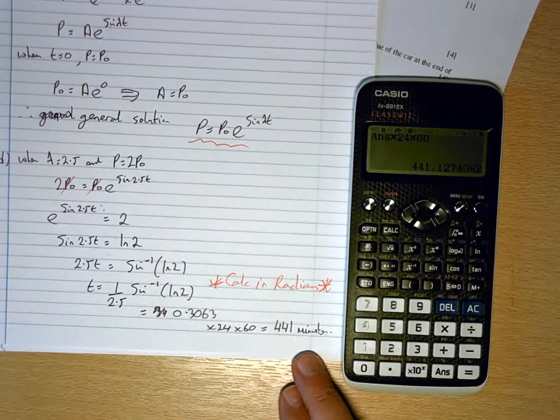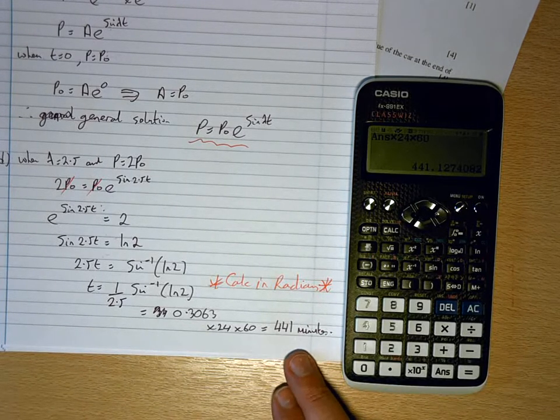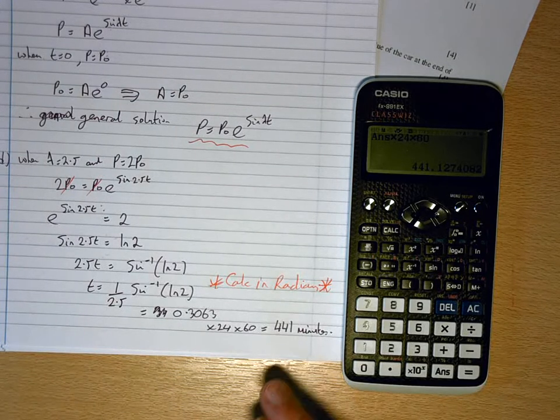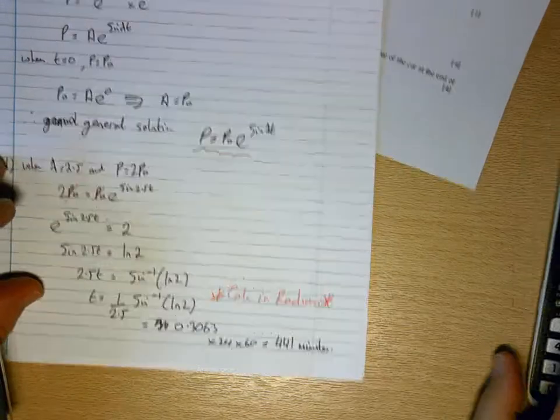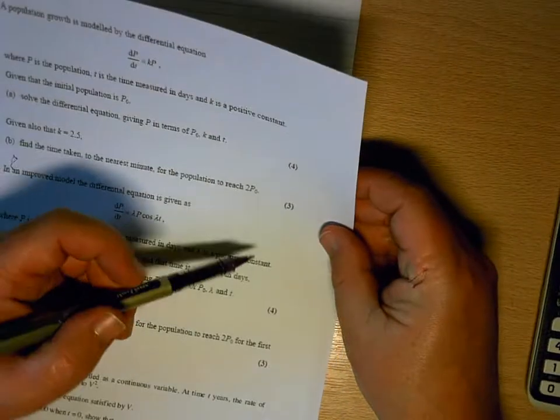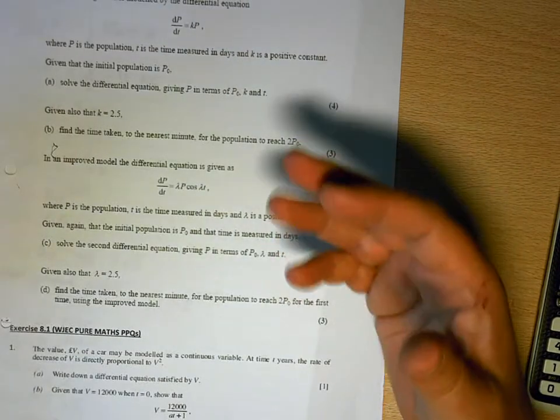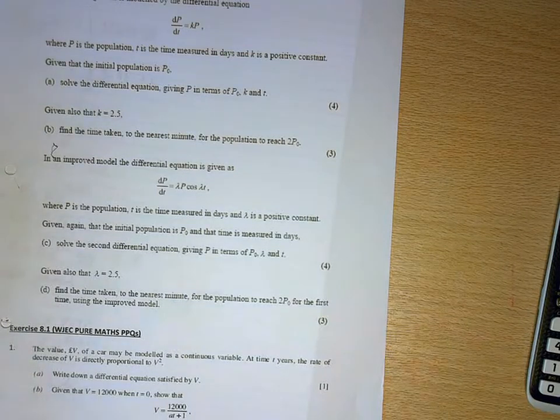So the first model gave a time of nearly 400 minutes. This improved model is suggesting that it's going to take an additional 42 minutes for that population to double. So there you go. That's a nice little past paper question there. How many marks is it worth? We've got 14 marks. So, you know, if you can get your head around these, integration tends to be nice. You're not testing really your integration skills so much, and they carry a lot of marks.